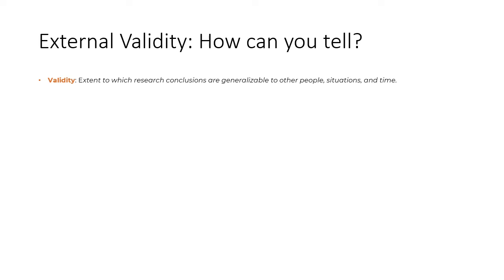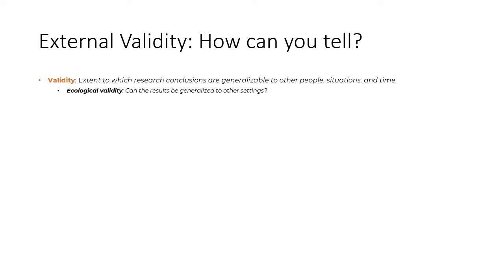And so how about external validity? How can we tell if a study has high external validity? So this means the extent to which our research conclusions are generalizable to other people, situations, and time. And we can look at ecological validity.